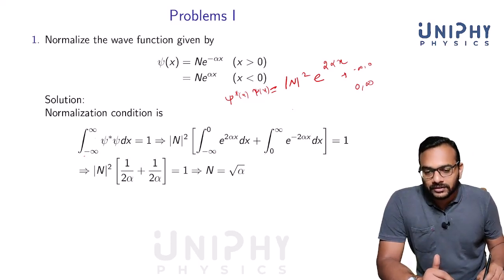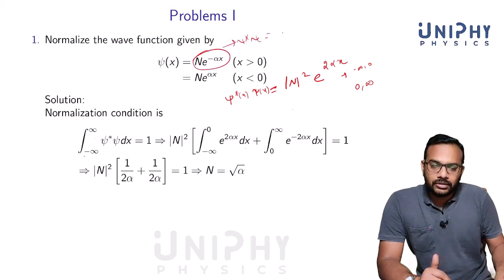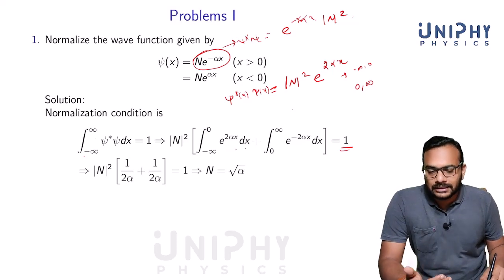So it's minus infinity to 0 e raised to 2 alpha x dx plus 0 to infinity e raised to minus 2 alpha x dx. That comes from this part. If you take psi star, psi here, it will be e raised to minus 2 alpha x multiplied by modulus of N squared. You demand that this is equal to 1. Now this is an easy integration, it's an exponential.